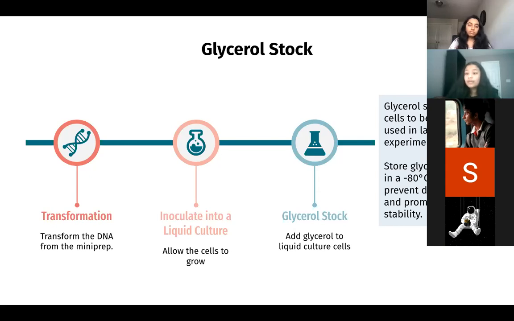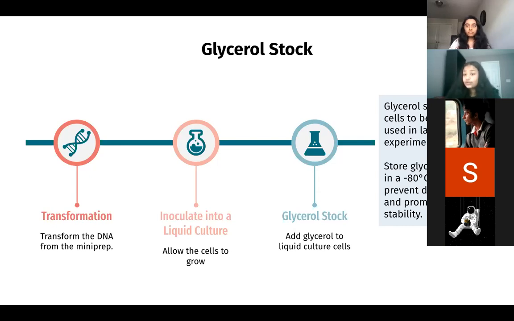And you're going to be performing a transformation, allowing the cells to take up the plasmid. Then you're going to do an inoculation, allowing the cells to grow. And then you're going to create your actual glycerol stock. And to do this, you're going to be adding glycerol to your liquid culture cells. And doing this will allow your cells to be stored later and used for experimentation or any characterization you're going to be doing later in your project.